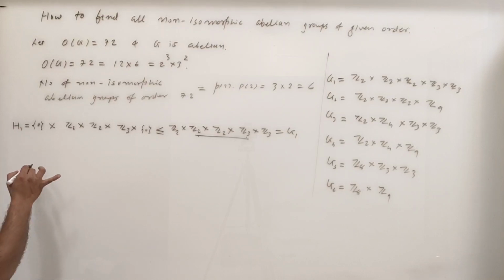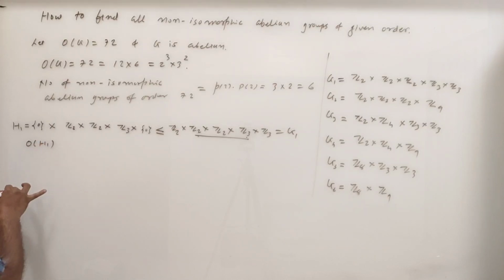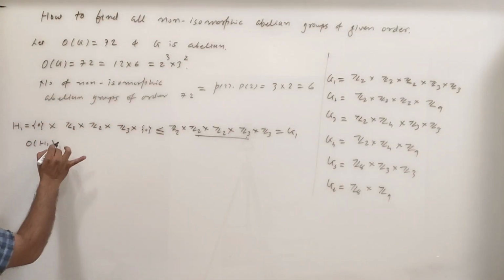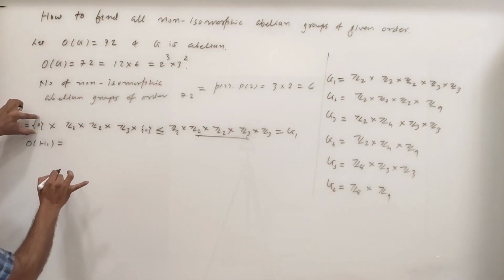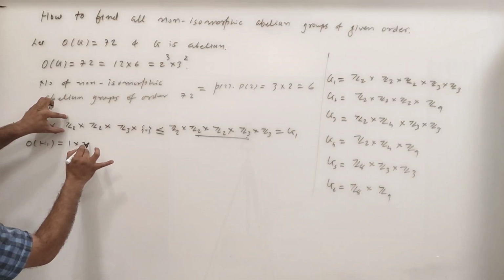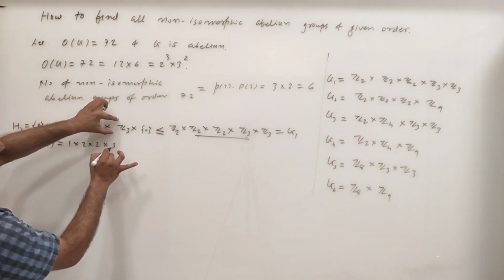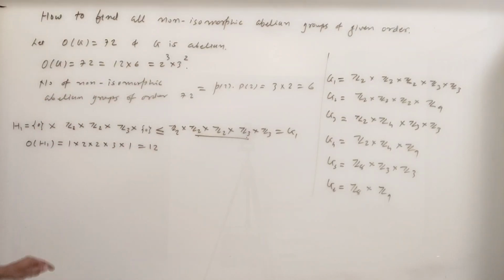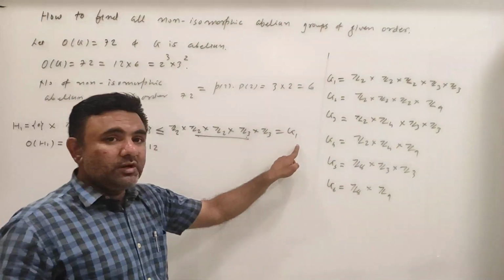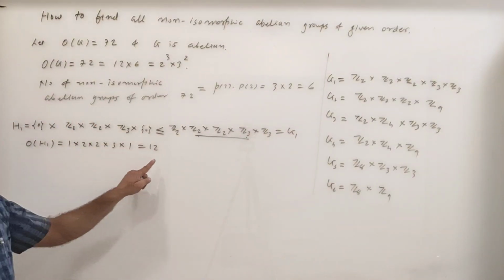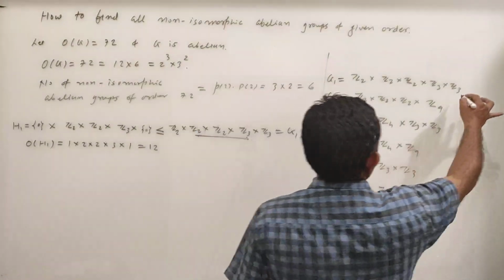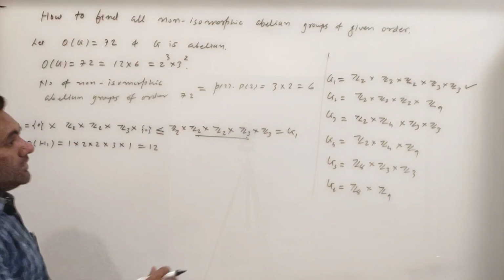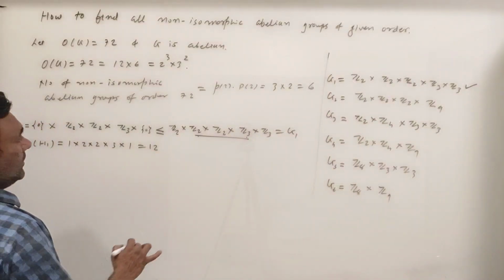So what is the order of H1? So H1 is a subgroup of G1, and order of H1 is what? Order of this one, that is 1, order of this one, that is 2, order of this is 2, into 3 into 1. So it is 12. तो क्या हुआ, H1 is a subgroup of G1 and order of H1 is 12। मतलब कि G1 के पास 12 ऑर्डर का सब ग्रुप मिल गया, right. Now you consider G2.